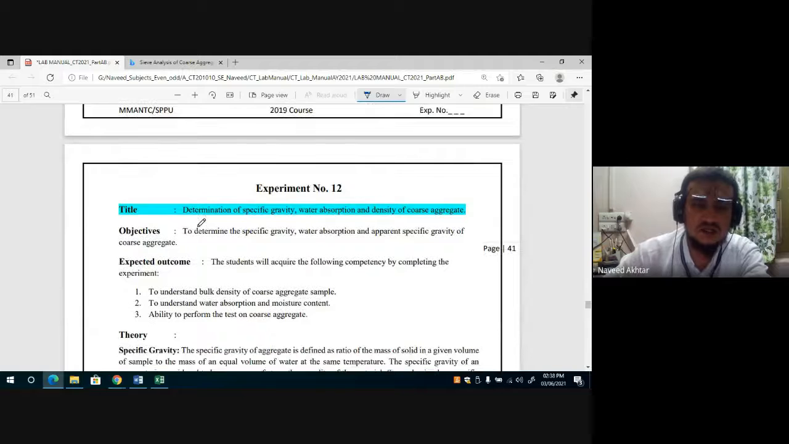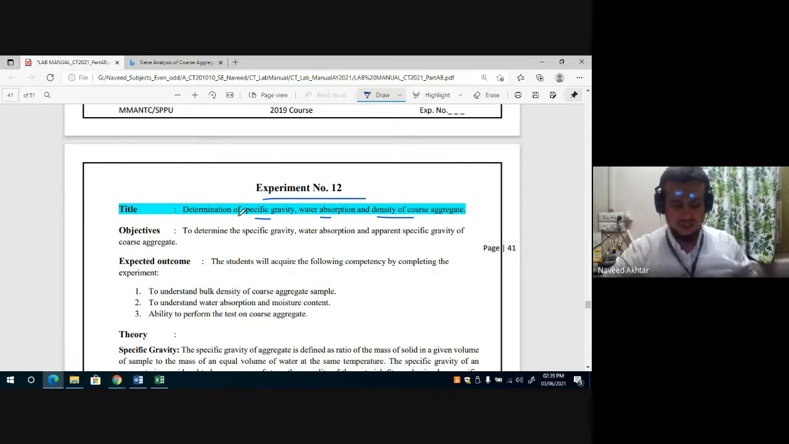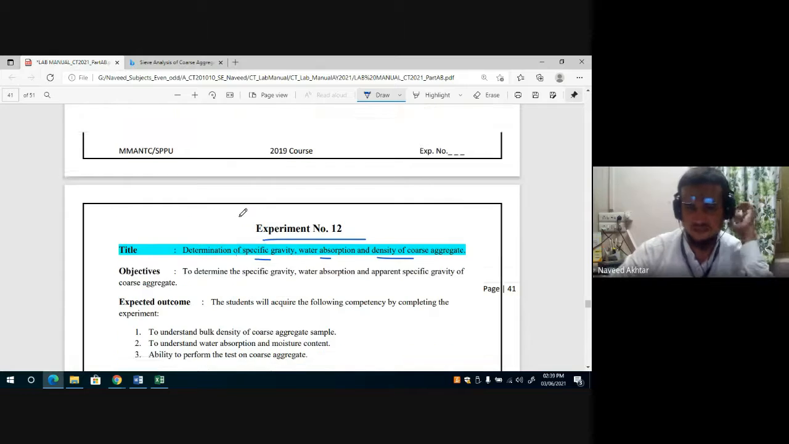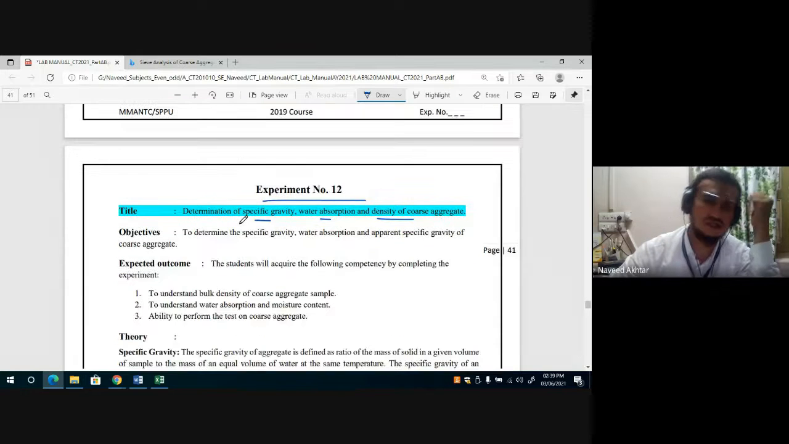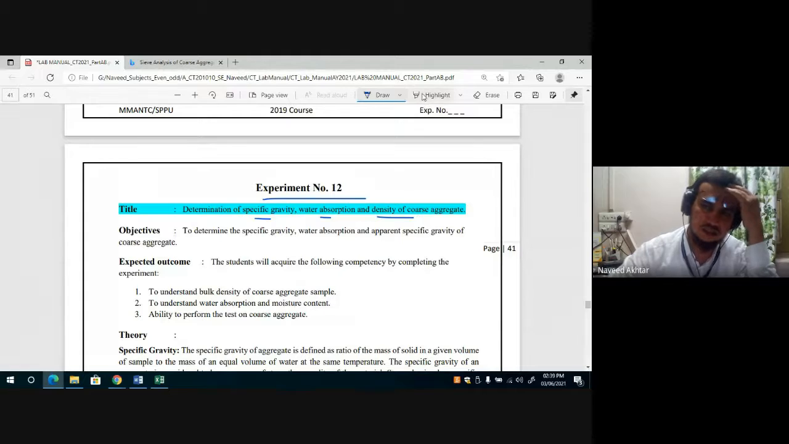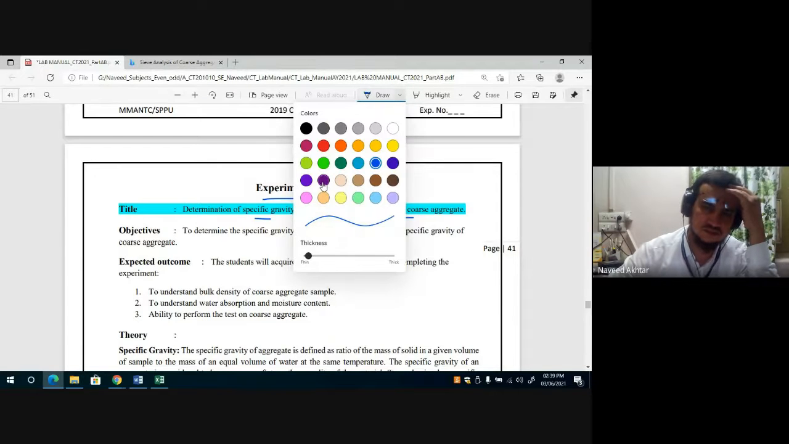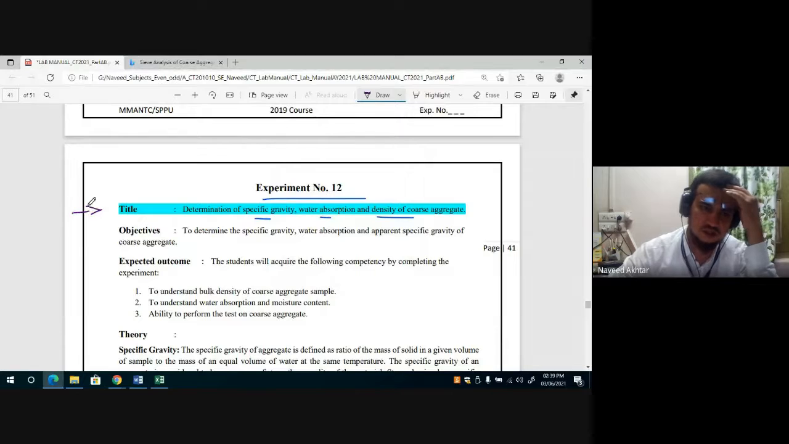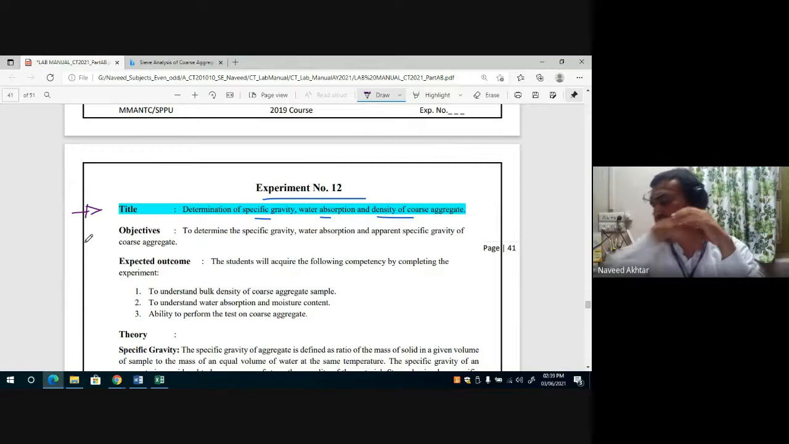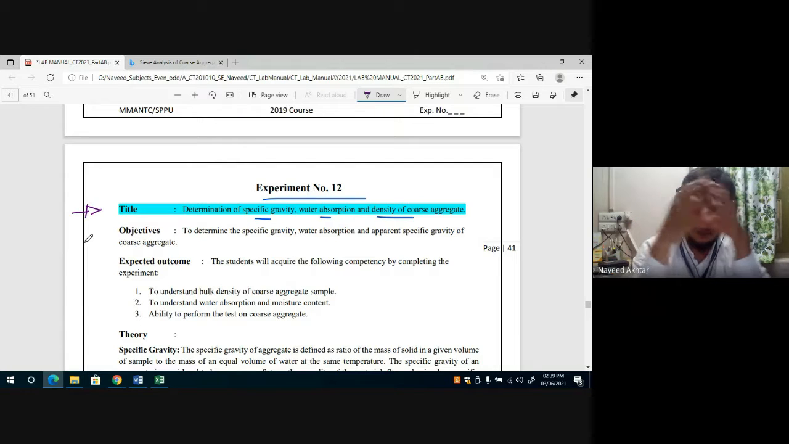Now comes experiment number 12, that is the determination of specific gravity, water absorption, and bulk density of your coarse aggregate. In the previous experiment we saw the fine aggregate, but now we will see it for the coarse aggregate. There we used the pycnometer, and here you can use the wire basket for particle sizes greater than 10 mm.